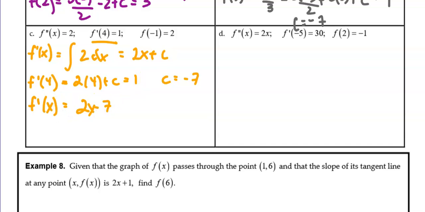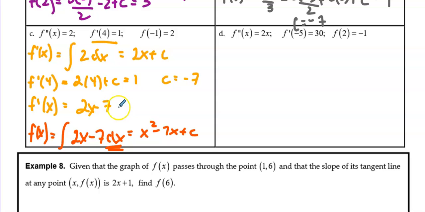And then just like before, guys, we start with what we just did. Now let's integrate. So f of x is going to be equal to the integration of 2x minus 7 dx, right? Don't forget your dx. That's something else that we're going to be really big on in this class. And so the integration of 2x is just going to be 2x squared over 2, which is going to be x squared, minus 7x plus c, right?